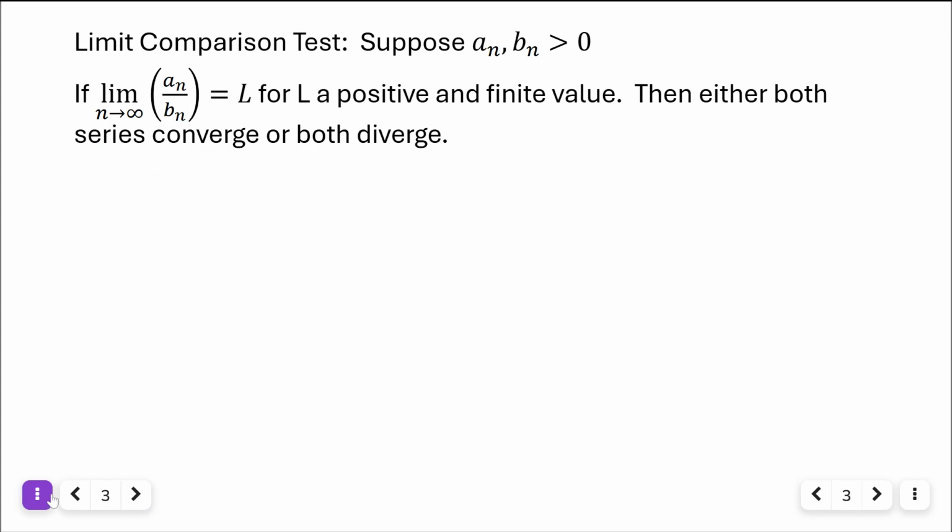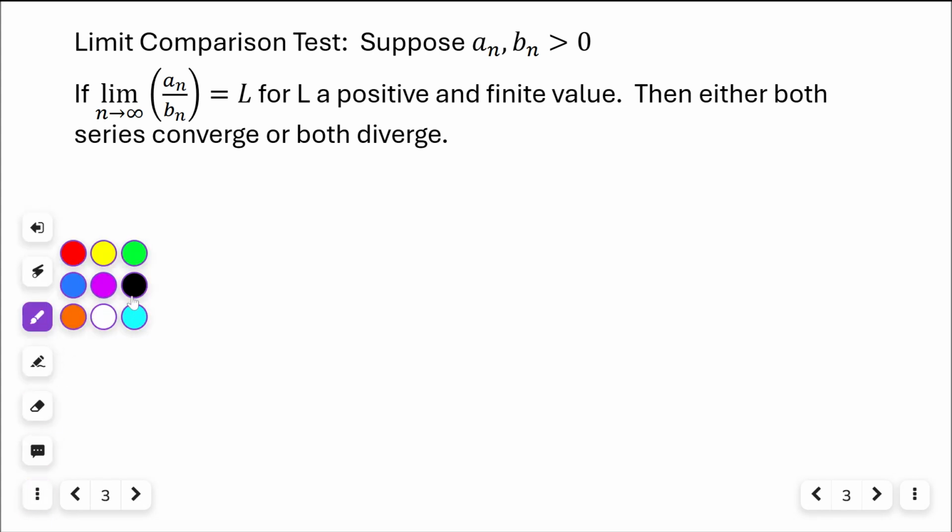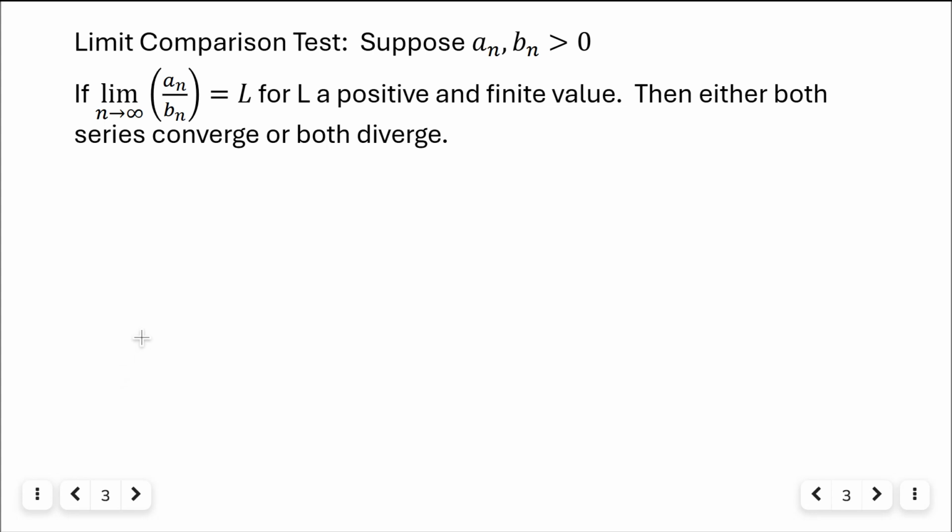The limit comparison test says, suppose that you have two series, a sub n and b sub n, both greater than 0. If the limit as n approaches infinity of a sub n over b sub n is equal to L, and L is a positive finite value, then either both series converge or both series diverge. So here's how this is going to work. Basically, it's similar to the direct comparison test. We're going to pick a series called b sub n to compare our original series to.